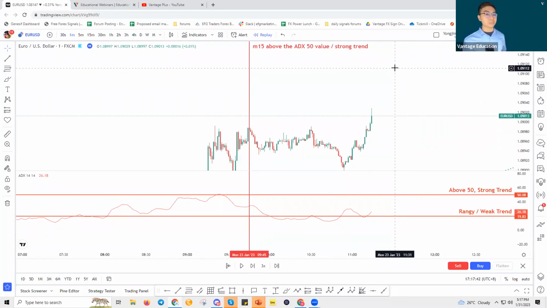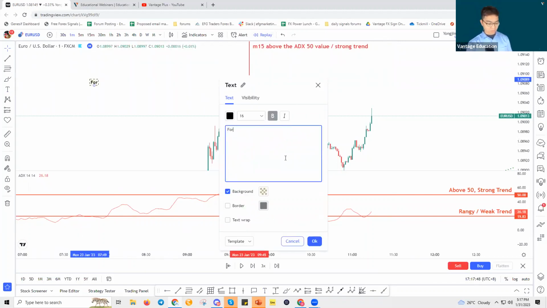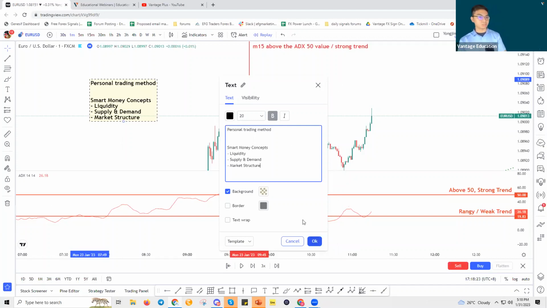How could we possibly enter a trade? So for me, let me type it out. For me personally, I'll write personal trading method. I'll just show you a very, very quick example of my personal trading method. I use smart money concepts for my trading. I rely on it a lot. It has things like liquidity, supply and demand. I'm sure you guys have probably heard about supply and demand. It also has market structure, which is very important. So that's the basics of smart money concepts.